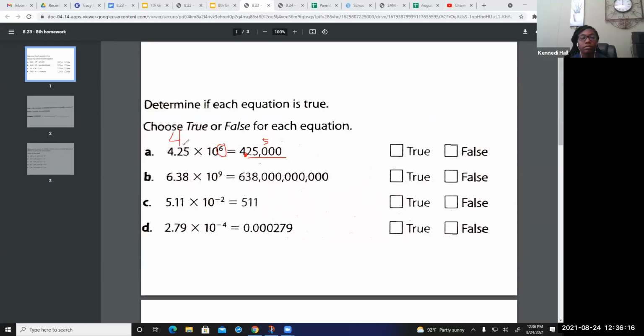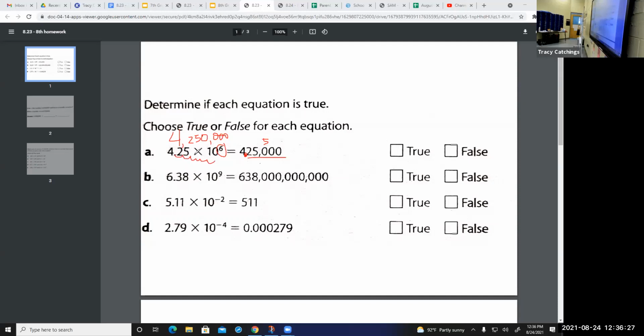So that 6th one would have had that at 4,250,000. And you could have shifted 6 times. 1, 2, 3, 4, 5, 6. Fill in those missing places with zeros. And then add your commas. So that clearly was false.